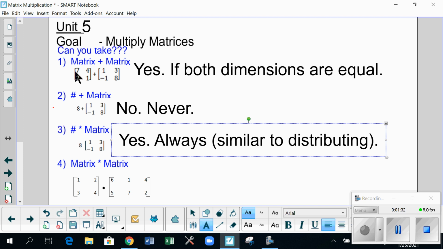Okay. By the way, going back up to the addition problem, the way you would add these is we would just take 7 plus 1 is 8, 4 plus 3 is 7, 2 plus negative 1 is 1, and 1 plus 8 is 9. That's how you would add matrices together.